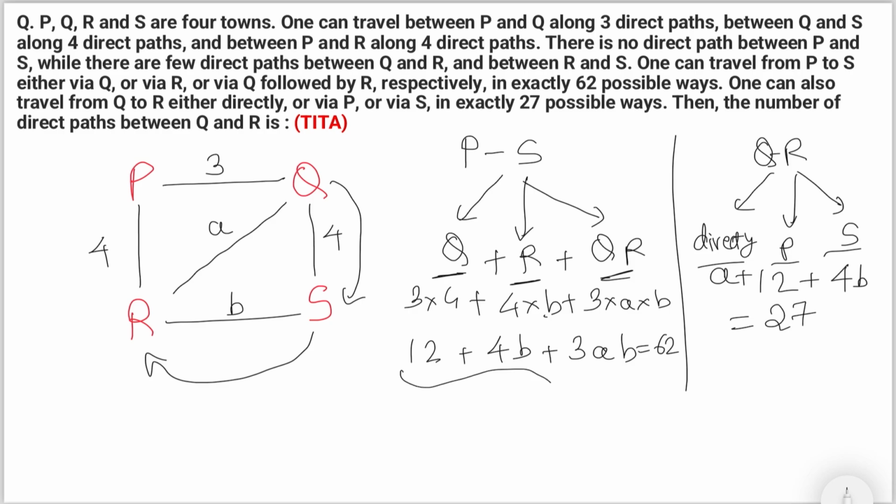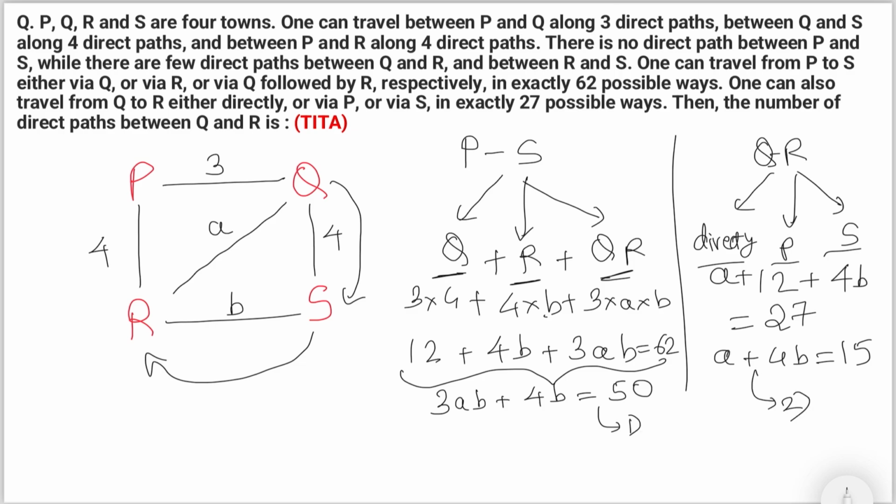Let's look at the very first condition. From that, if you take 12 on the right hand side, you will have 3AB plus 4B is equal to 62 minus 12, which is 50. And if you take 12 on the right hand side for the second equation, you will have A plus 4B is 27 minus 12, 15, right? So let's call this equation 1 and let's call this equation 2.